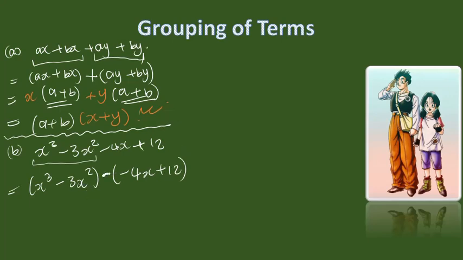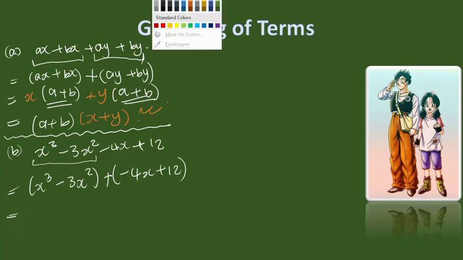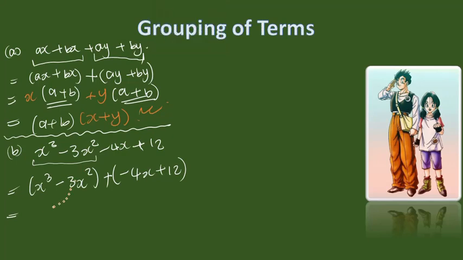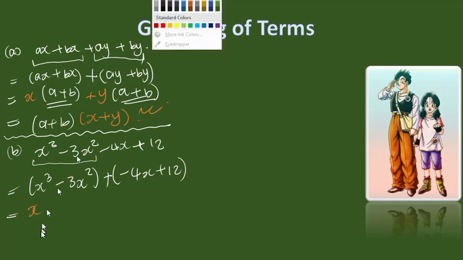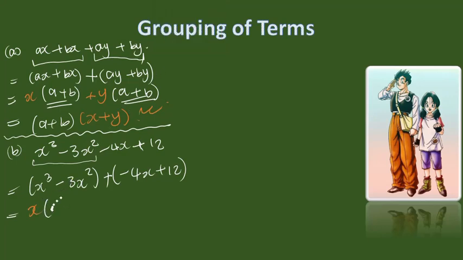This thing is supposed to be a binomial. So I'll put a plus in between. I take out a common factor here. My common factor here will be the same as x. What's left inside the brackets? Wait, x is not a common factor. X raised to 2 is a common factor. Yes. So I'll be left with x here minus 3.